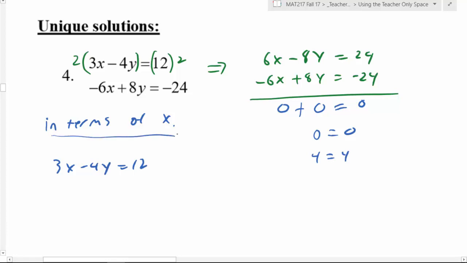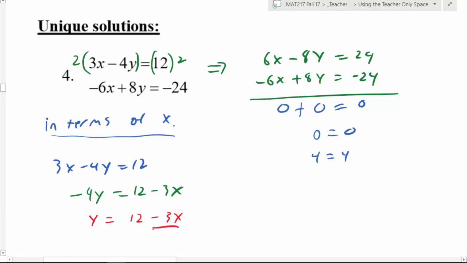The reason why is, think of the substitution method. When you solve for y and you substitute it in, the y goes away. So what we're going to do here is solve for y, because we want our answer to have x's in it. So I'm going to go ahead and solve for y. I'm going to subtract the 3x over, and divide by negative 4.